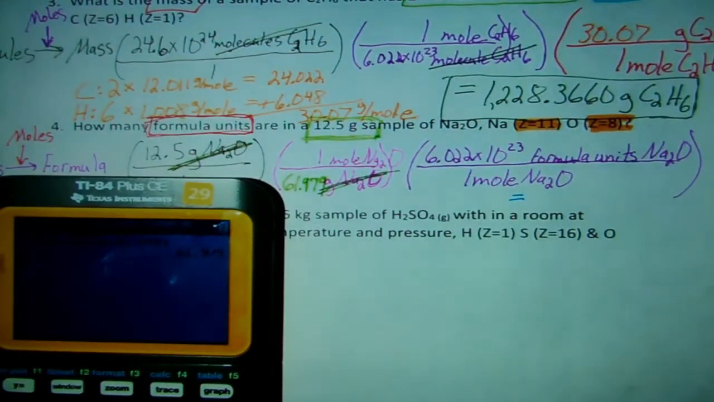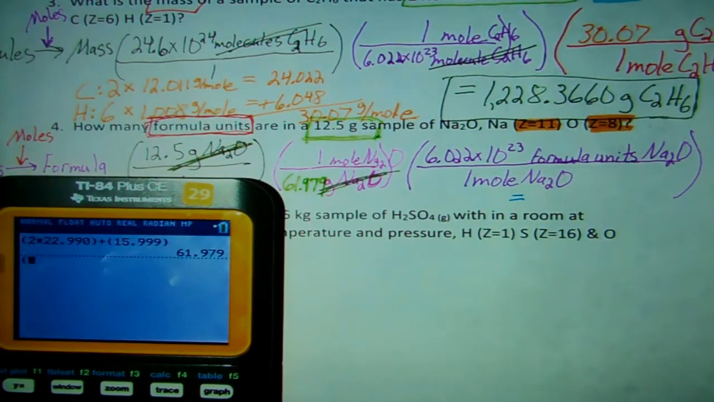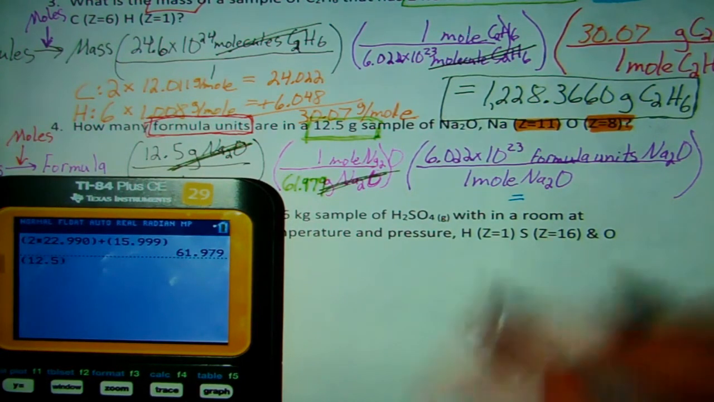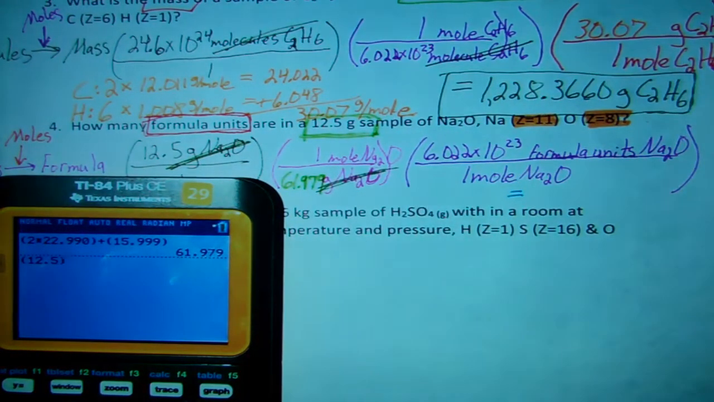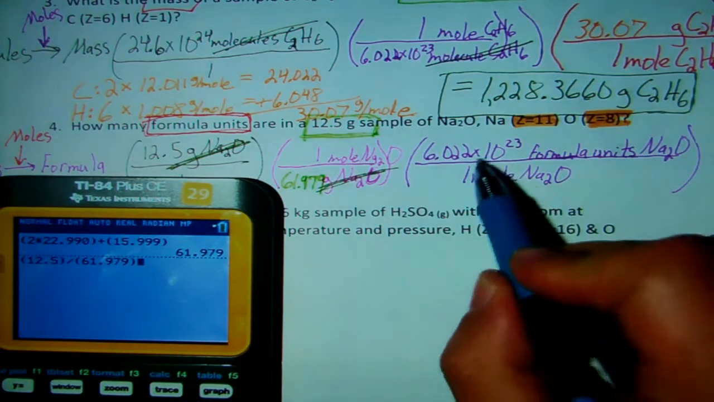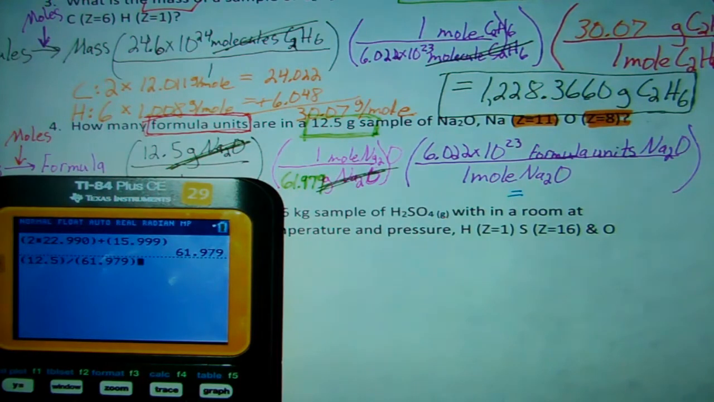Alright, so in this, I'm going to start off with 12.5. Okay, I got 12.5 on the top. This number's in the bottom, which means I need to divide by 61.979 in parentheses. And then I got Avogadro's number in the top. Numerator means multiply, 6.022 e to the 23, and that equals.